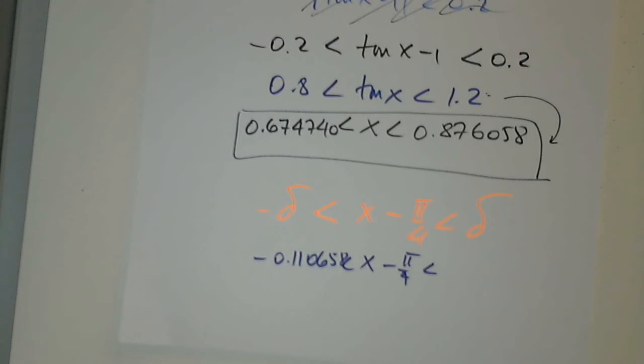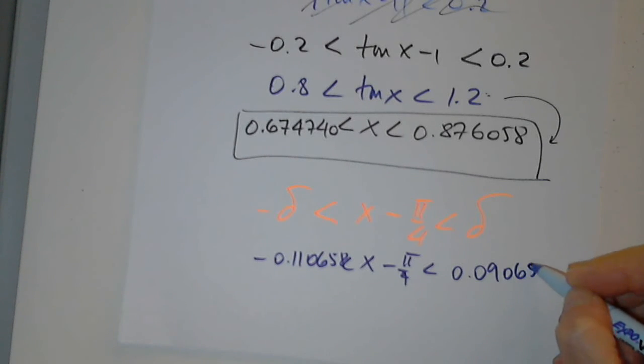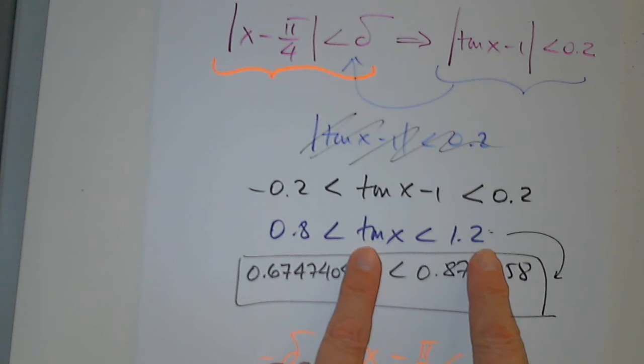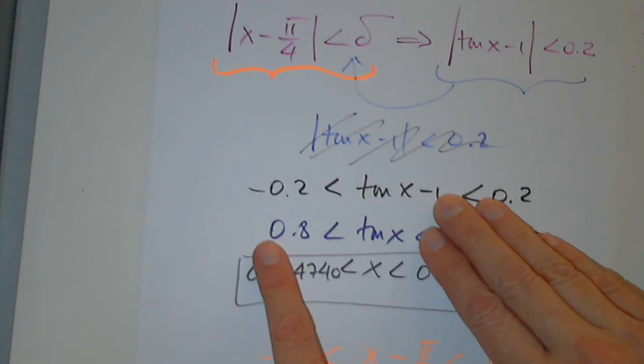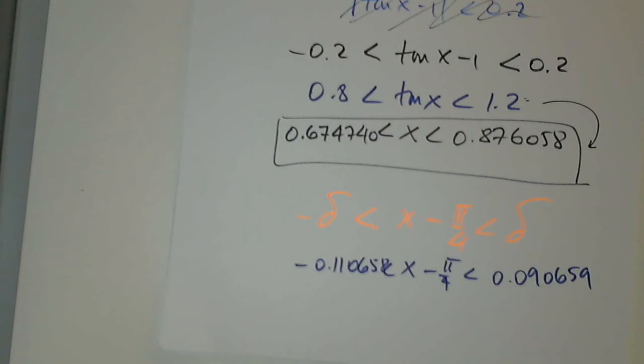And on the other side, 0.876058 minus pi divided by 4. I got 0.090659. Okay. As you noticed, we could not have solved the trig equation tangent x equals 1/2, and we could not have solved tangent x equals 0.8. That's why we needed to use the graphing calculator to solve those two equations.